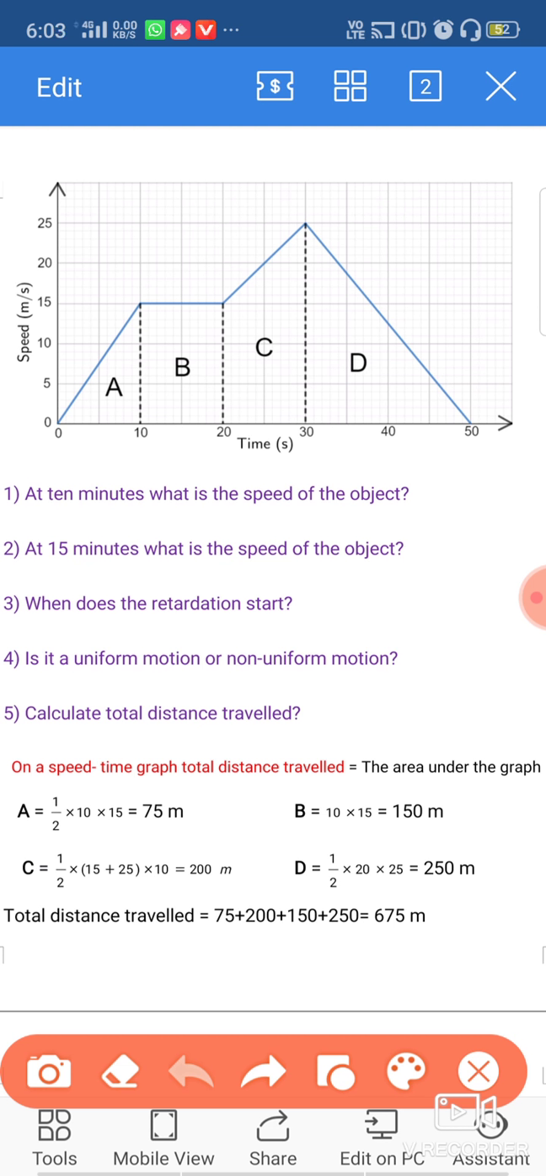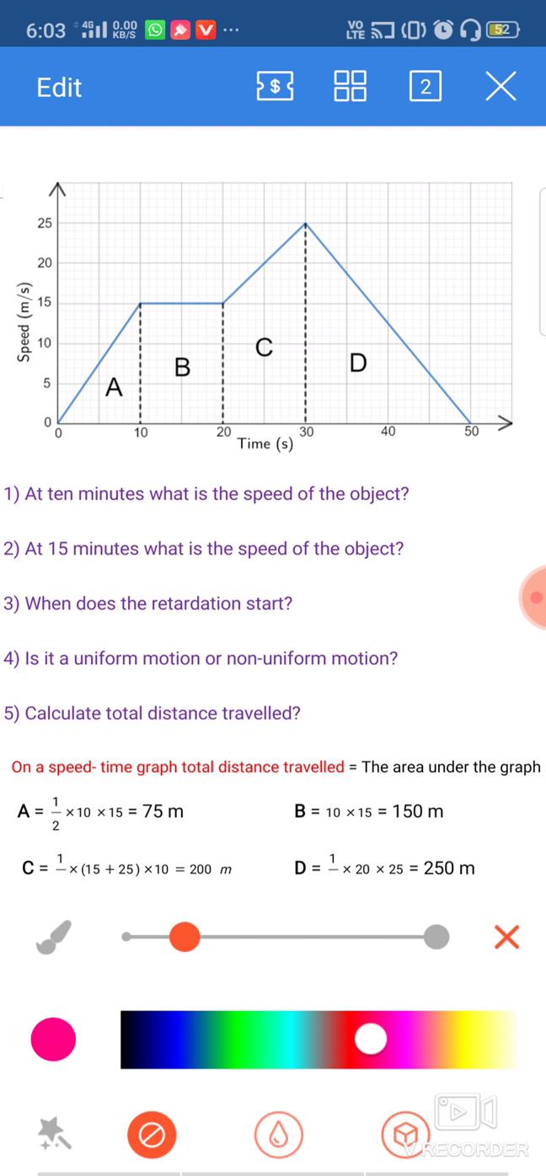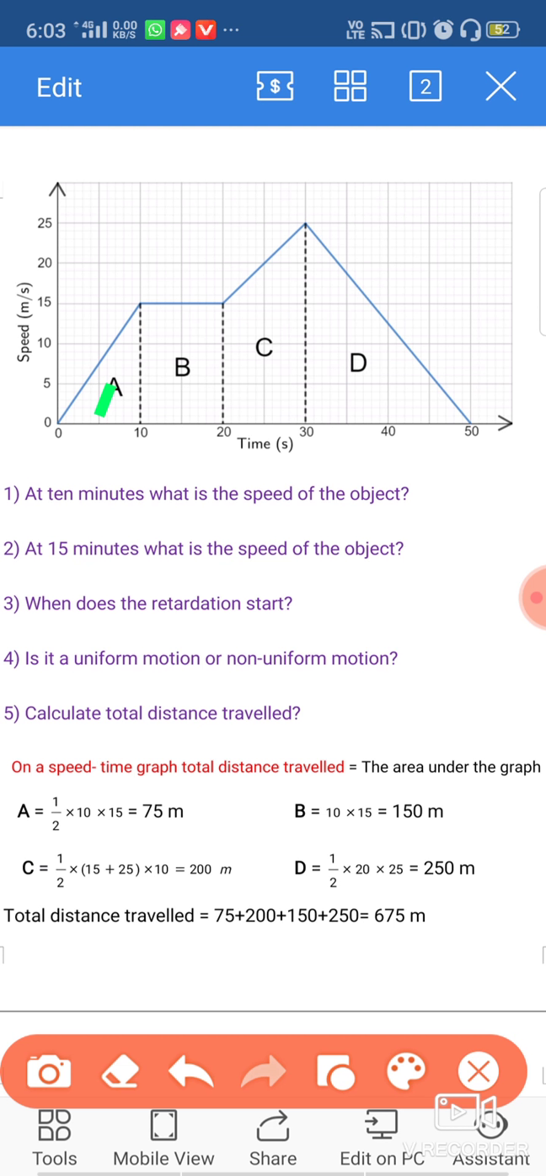We know how to find the area of the triangle. Area of the triangle formula: half into base into height. For the first one, region A, we have found the area: 75 meter. Second one, B, is a rectangle, length into breadth. Already we found the area.